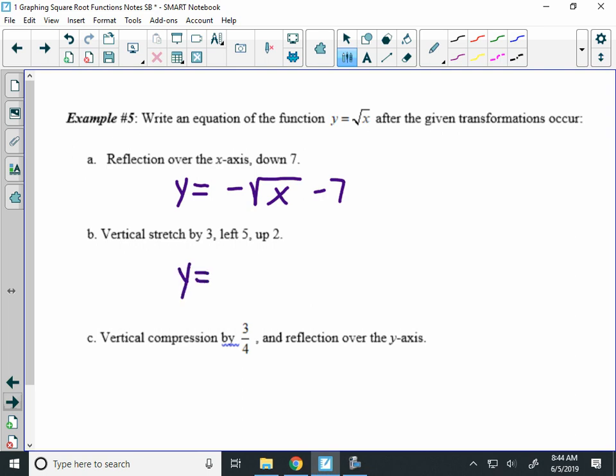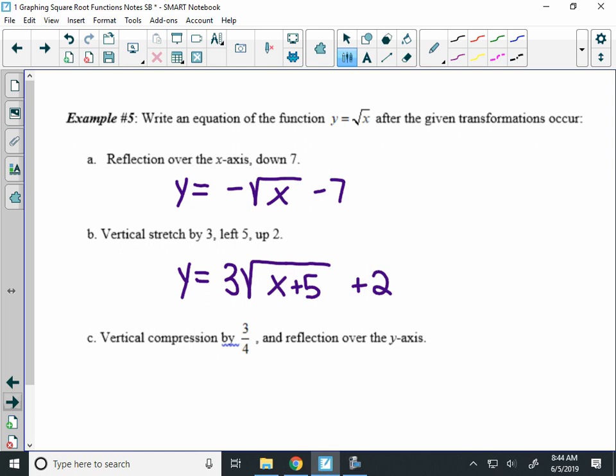Vertical stretch by 3. That also happens outside the radical, right? I have a radical here. The vertical stretch goes outside. Left goes inside the radical. And you'd think left is negative, but it's opposite. So it's x plus 5. That means to the left. And up 2 is plus 2 on the outside.